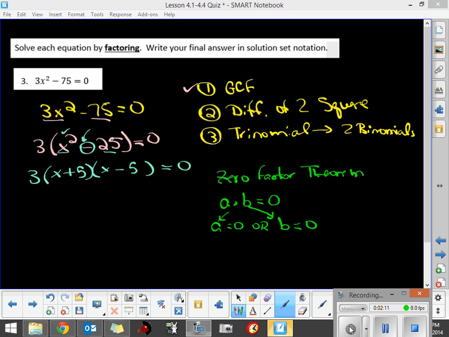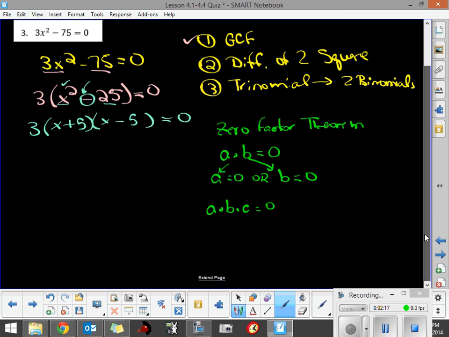And this principle can be applied to more and more factors, because now I've got 3 numbers that are multiplied together that equal 0. So now I know either A is equal to 0 or B is equal to 0 or C is equal to 0. So the whole idea behind factoring is to get it so that I've got numbers that are being multiplied together that are equal to 0, which forces one of these numbers to be 0.